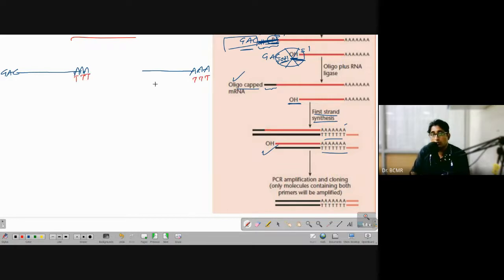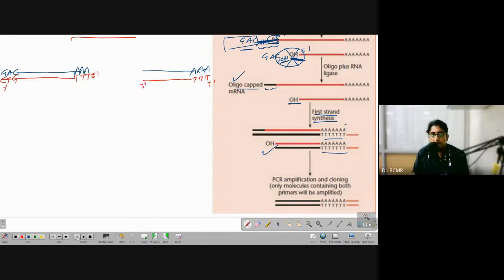So, and then allow the reverse transcription to occur. So both of them will synthesize the strand. What will it be here? GTC, right? So this would be the 5' side, and here is the 3' side, 5' and 3'.